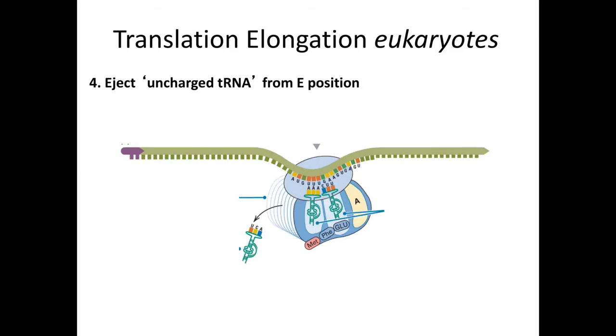And then the A site will be empty again, and then that methionine tRNA, which is no longer carrying the methionine, will be ejected from the E site. All right, so it's a sort of flow of tRNAs from the A site to the P site to the E site, and during that process, these tRNAs allow for the tethering of these amino acids together.